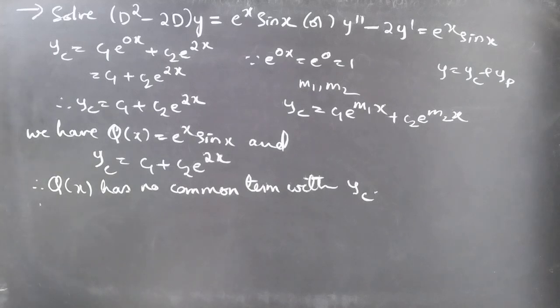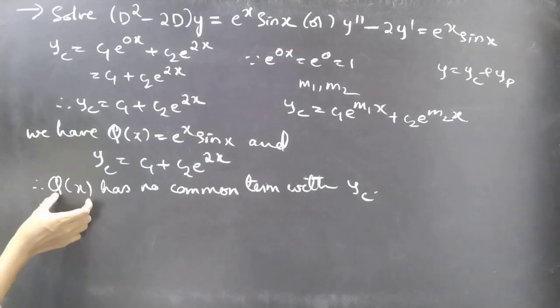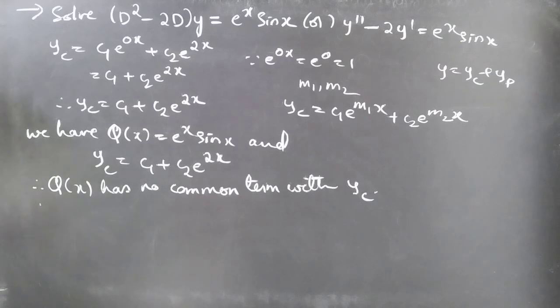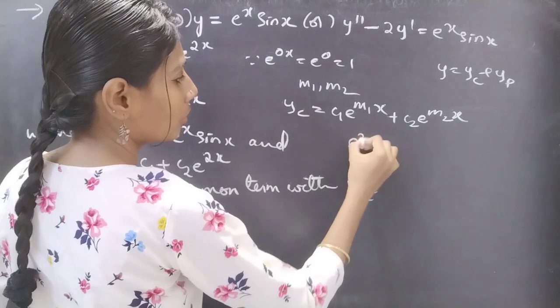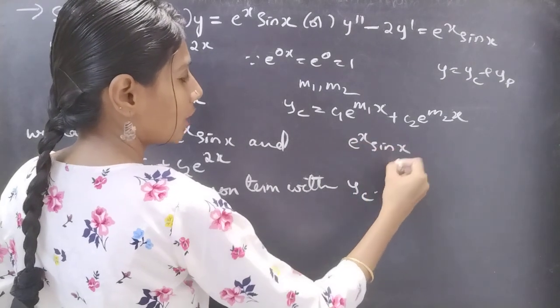Yp is such that it satisfies the given differential equation. So yp must contain Q(x) and all its derivatives. Before finding yp, let's find the derivatives of Q(x). We have Q(x) = e^x sin x. Find its derivatives.